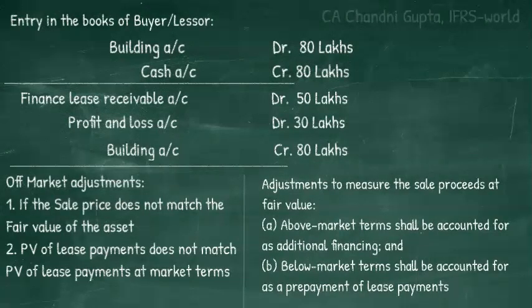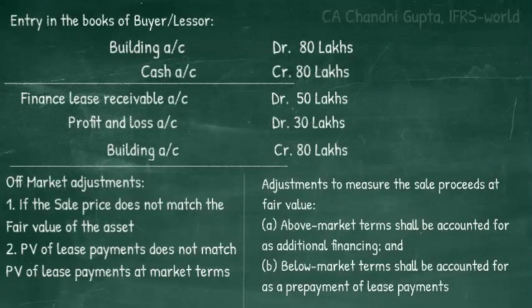Now let's understand the treatment in the books of the buyer, or we can say the lessor. The lessor will initially recognize the asset at the fair value, which in this entry we have done as building account debit of 80 lakh rupees. However, since the lease transaction has been done, he will further de-recognize the asset, will recognize a finance lease receivable at the present value of future lease payments, and the difference will be recorded in P&L as gain or loss on the lease transaction. This is the usual treatment that we do in the books of lessor.